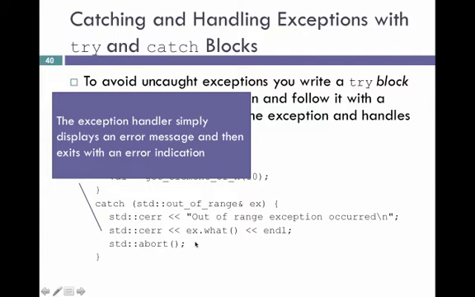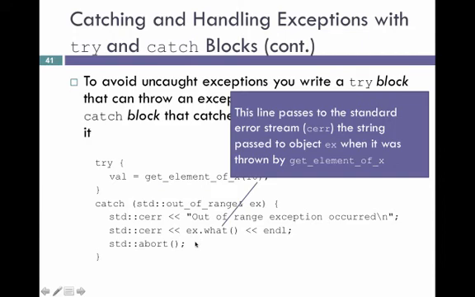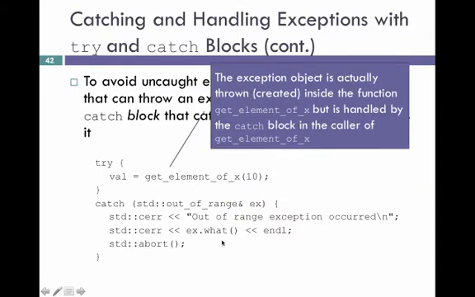Now this exception handler displays an error message and then exits with an error condition. Now this line passed to the standard error stream is the string passed to object ex when it was thrown by getElementOfX. And this what method is defined in C++'s exception class. So the exception object is actually thrown or created inside the function getElementOfX, but it's handled by the catch block in the caller of getElementOfX. Okay, that's similar to what we saw before, where functions can return values and we can do some error processing in the caller.